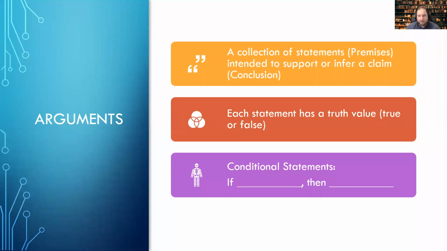We normally view logic in this idea of the argument, especially within the rhetorical sense that we are writing, that we want to consider these sorts of arguments. An argument is a collection of statements, which are called premises, intended to support or infer a claim, which is called the conclusion. So each statement has a truth value. Each little statement in it says this is either true or false. If we have a statement that has a false value, that doesn't necessarily mean the conclusion is not true, but it does mean we have to question it, right?